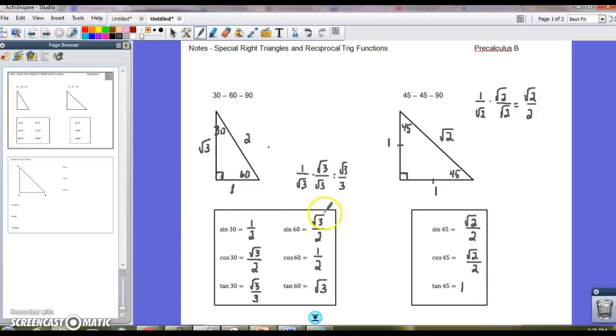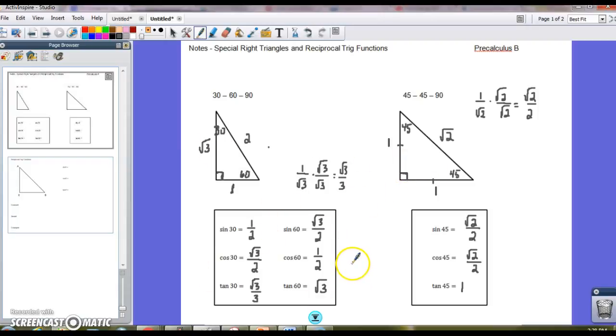So those are your special right triangles. You want to make sure that you know them, that you're familiar with them. If you don't know them cold, at least you know how to get them. Just create your triangle and understand what's going on in those triangles. But these are things that you need to know.